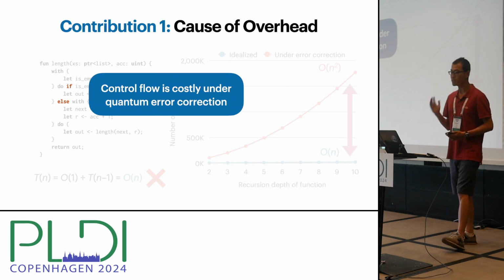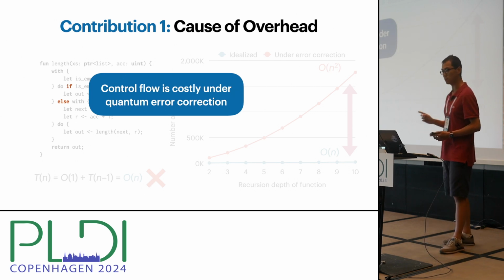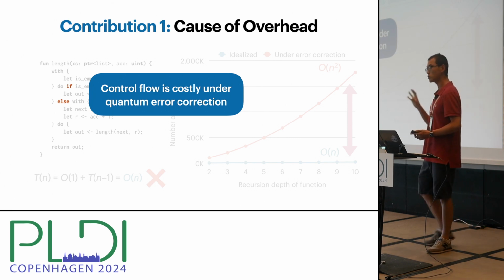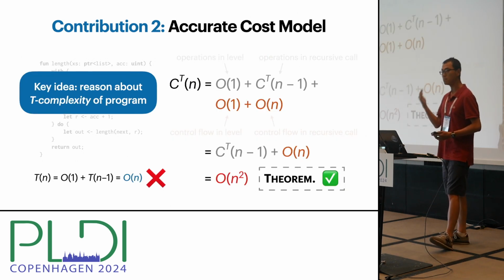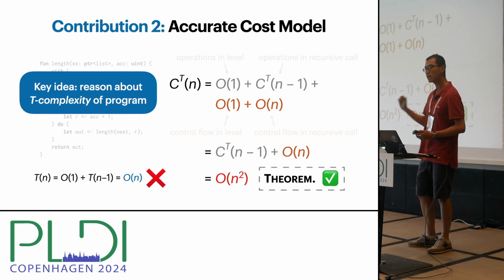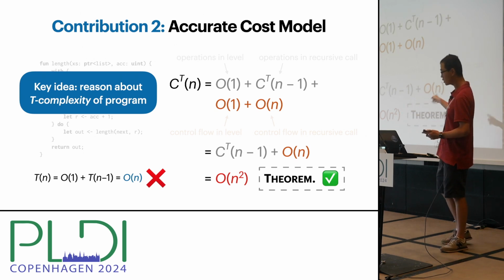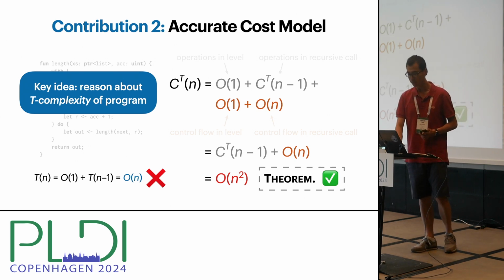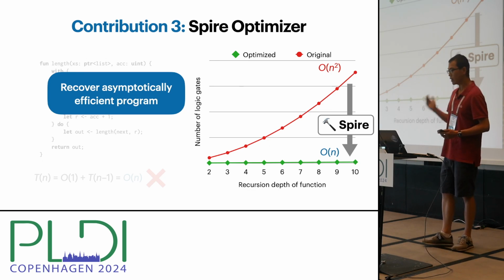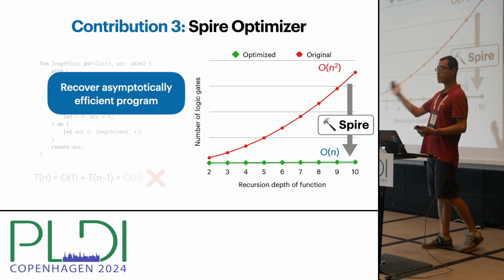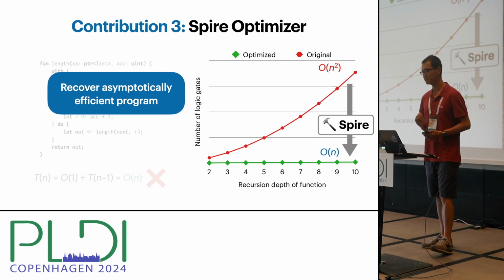Our first contribution is to identify the cause of this overhead, which is in fact in the control flow in the program. The if-else statements are actually particularly costly under an error-corrected quantum computer. To help the developer reason about these costs, we present a cost model that repairs the recurrence analysis of the program to correctly account for the additional costs of error correction and correctly deduce the O of n squared value. We then use this cost model to develop an automatic program optimizer called Spire that, when given the original quantum program, will recover an asymptotically efficient version of that program even when it executes under error correction.